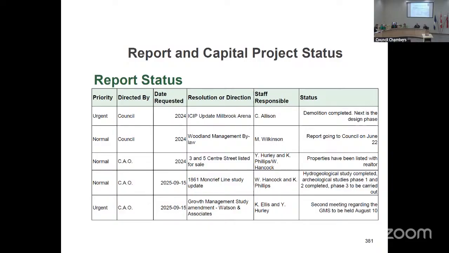Through the chair, on the first page, 381 of the report, we're talking about the farm we purchased down by the airport on Moncrief Line. And these studies have been done. Has there been anything found in the results of these studies that would impair or limit us to what we had originally planned, thinking that that might be something useful down the road for a filtration area?